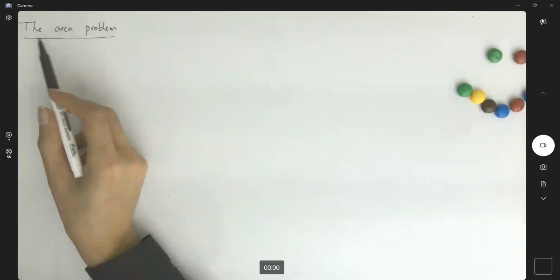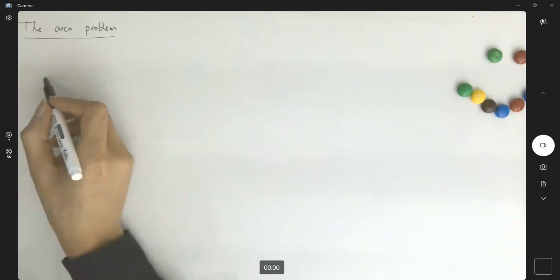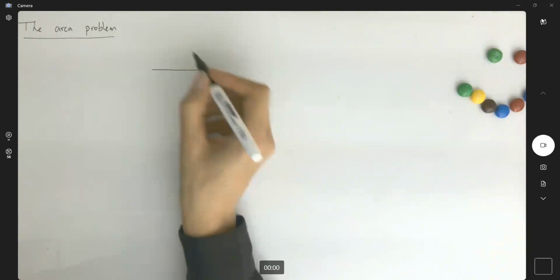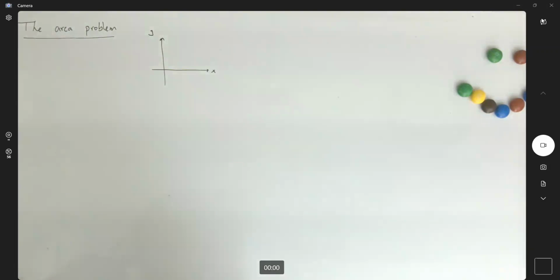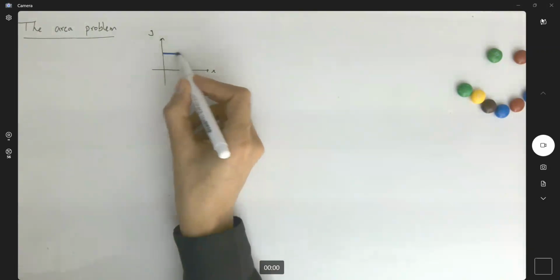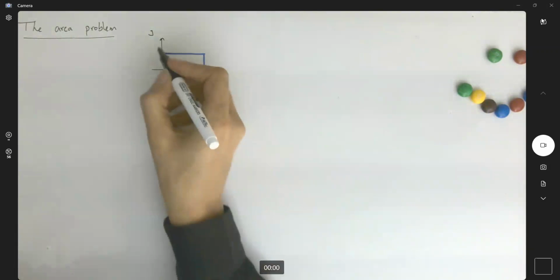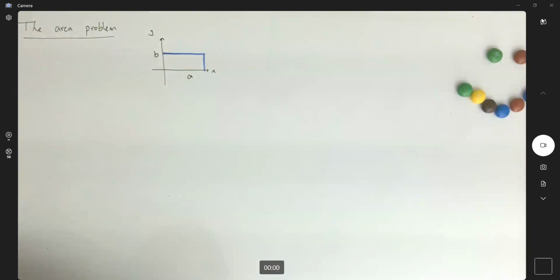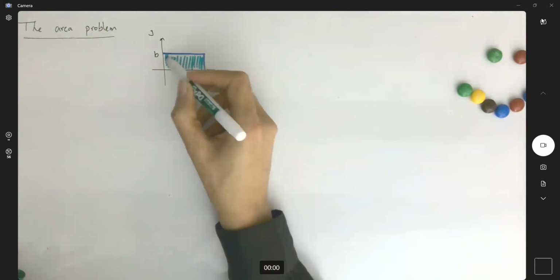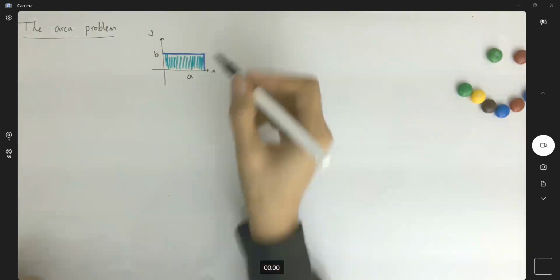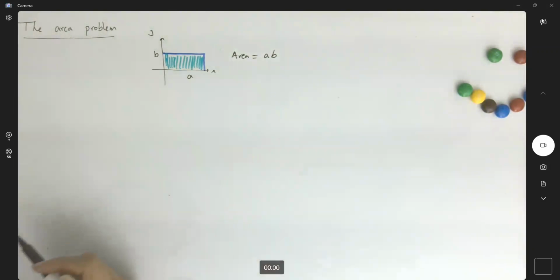Let's start by talking about the area problem. If you have nice shapes like the following, with your x-axis and your y-axis, and somebody asks you, what is the area of the following rectangle? Suppose the lengths are given as A and B. You're going to say that the area of this two-dimensional object is nothing but A times B.